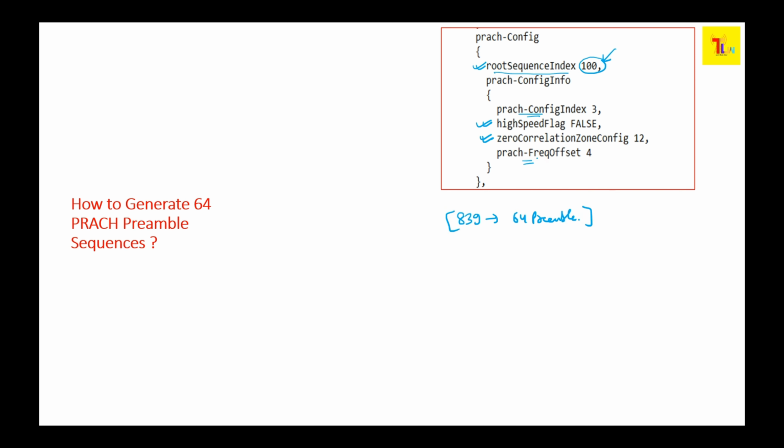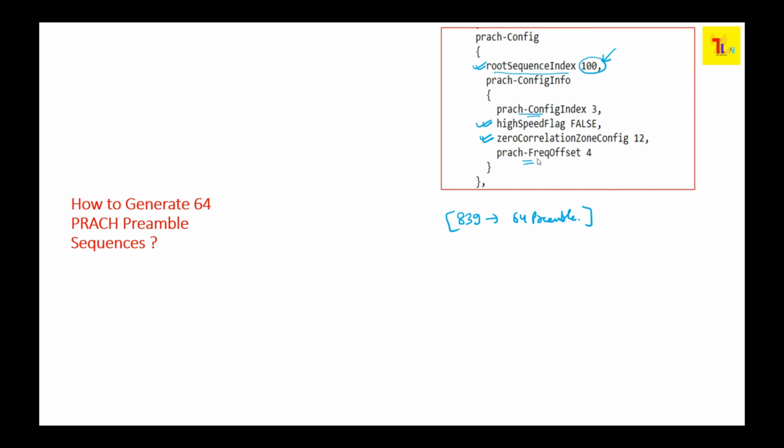So what exactly is your root sequence index giving? Root sequence index is telling which specific ZC sequence the cell is going to use first. So you can say the starting point. And the mobile device then creates as many cyclic shifts from that particular sequence to generate the 64 preambles.